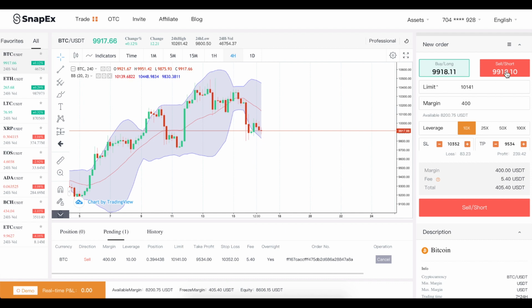So how do we do that? Pick the sell short button. Let's have a limit short from $10,101, and the margin here I used 400. Stop order 10,352, and take profit is 9,534. Then the loss would be $83, and profit will be almost $240. So almost like 3 to 1 reward to risk.